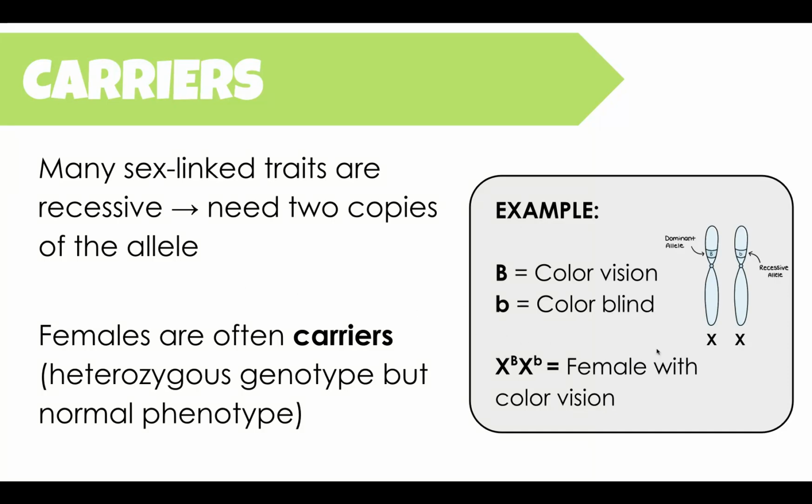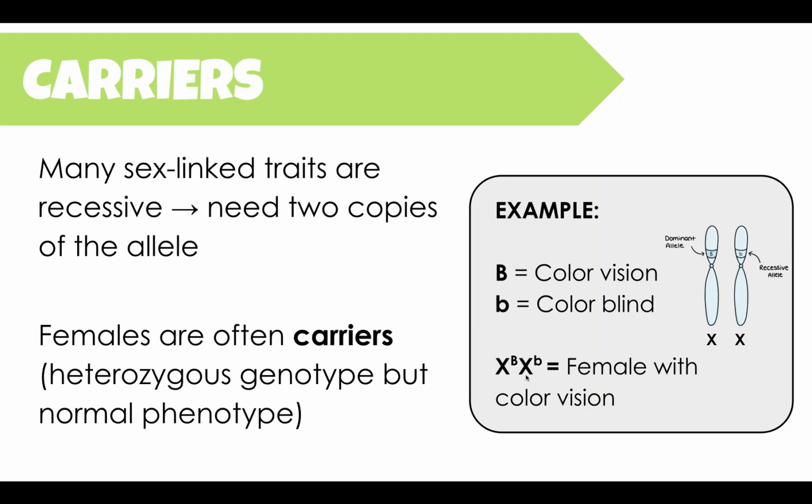In this example, we have a female. We have 2 X chromosomes, so we know it's genetically a female. The trait we're tracking is color blindness versus normal colored vision. Big B would represent having full color vision. The little b allele represents being colorblind. A female can be a carrier if she has one big B dominant allele and one recessive little b allele. So this female would have colored vision. She would not be colorblind, but she is carrying that colorblind allele. We'll see why this is important in just a second.